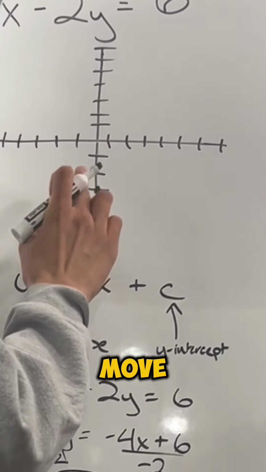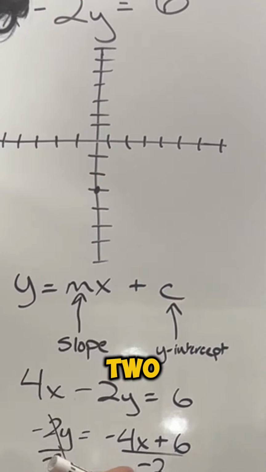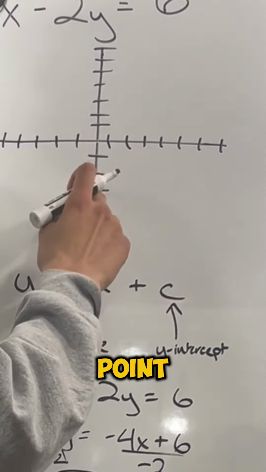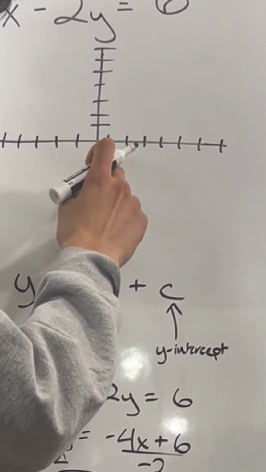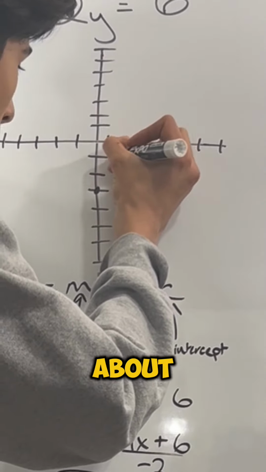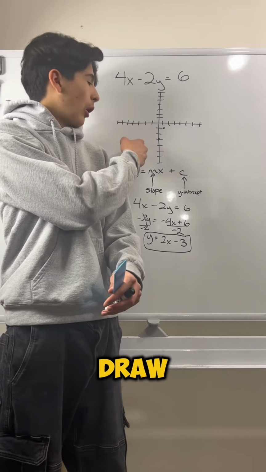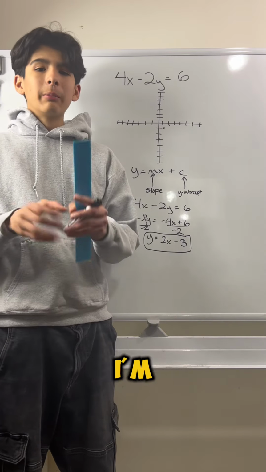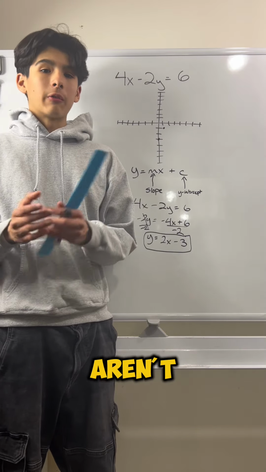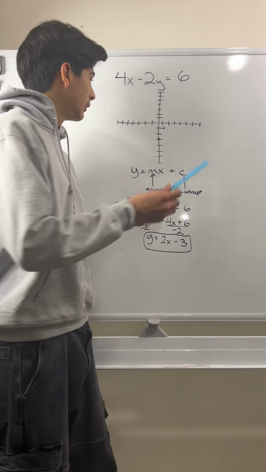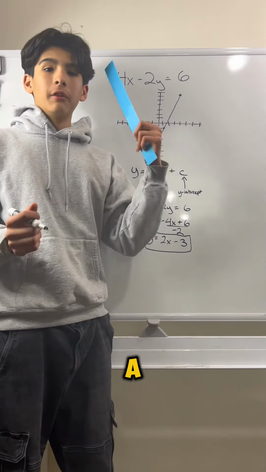So we move 1 to the right and 2 up based on our slope. So the point will be 1, 2, right about there. And now you could draw the line between these 2 points. Now I'm going to use a ruler because my freehand lines aren't very good. So here it is. And that is a fully graphed line.